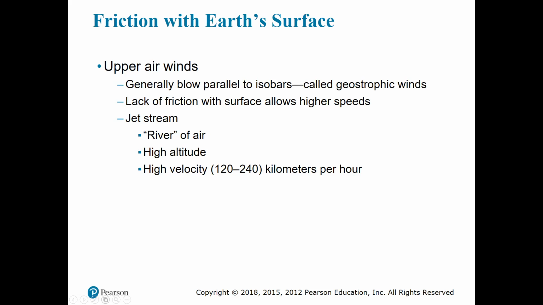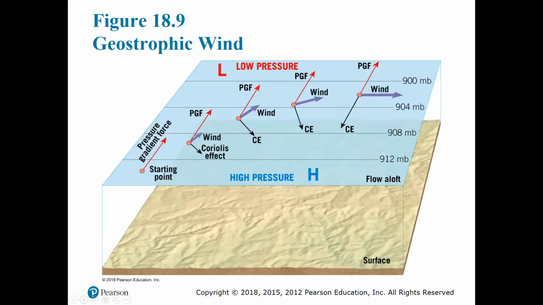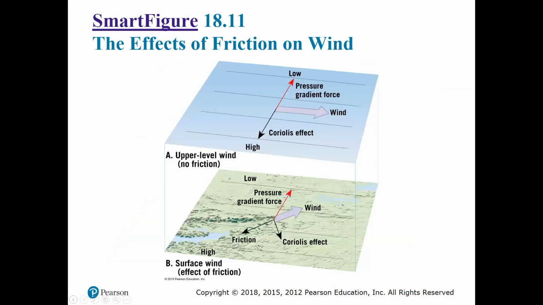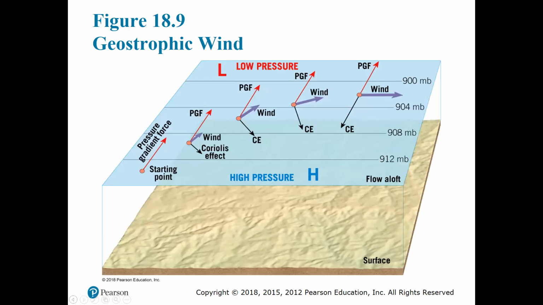And so in figure 18.10, well, I don't have that one up here. Figure 18.10, which is on page 557 in your textbook, you can see that these upper level winds blow at 50 to 100 miles per hour.